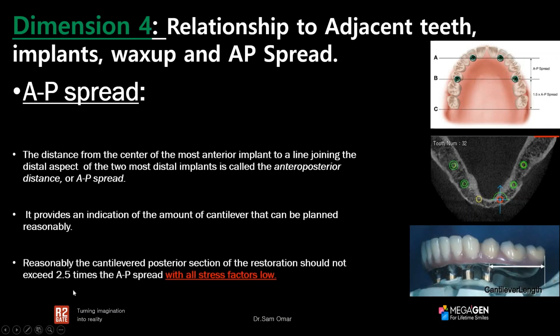In Carl Misch's book about implant biomechanics, he spoke about how much cantilever can be reasonably done. According to him, the amount of cantilever should not exceed 2.5 times the AP spread with all stress factors low. So what does that mean? It means if the AP spread is about 10 millimeters, we can cantilever up to 25 millimeters. But again, I just need to focus on that little point right here that says with all stress factors low.